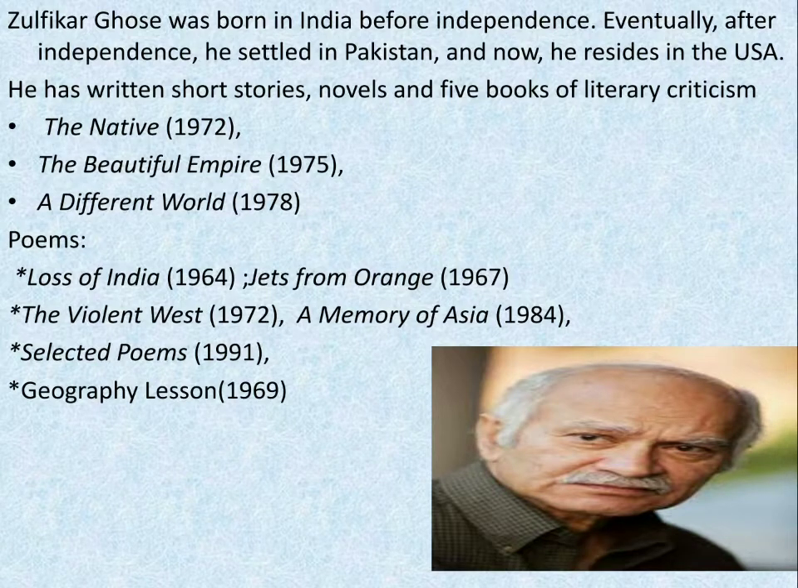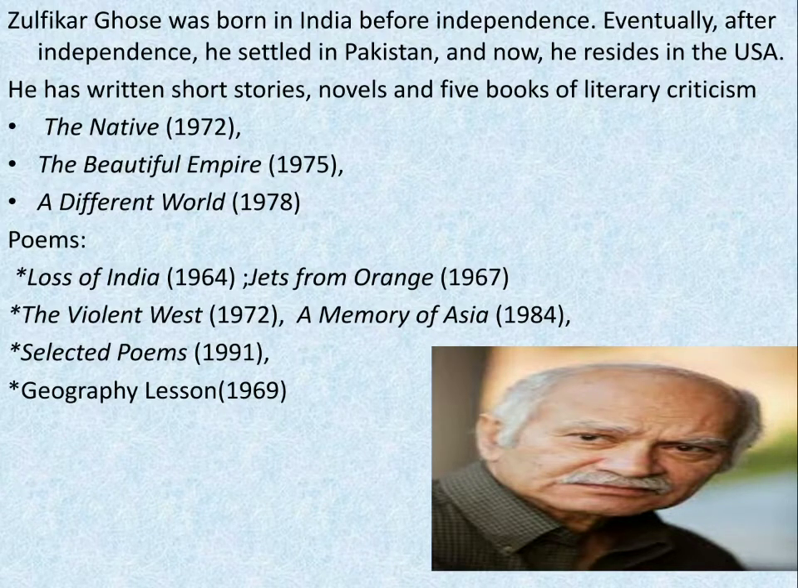He has written short stories, novels, and 5 books of literary criticism. His books are The Native in the year 1972, The Beautiful Empire in the year 1975, A Different World in the year 1978. Now, coming to his poems: Jets from Orange 1967, The Violent West 1972, A Memory of Asia in the year 1984, Selected Poems 1991, and finally the poem Geography Lesson, which he has written in the year 1969.